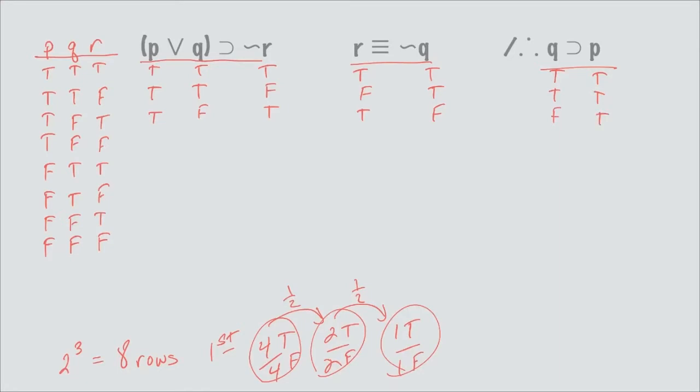And P is still true. And this one, so I'm looking down 1, 2, 3, 4, right? So I've got P is true, Q is false again, and R is false. R is false, Q is false, P is true.